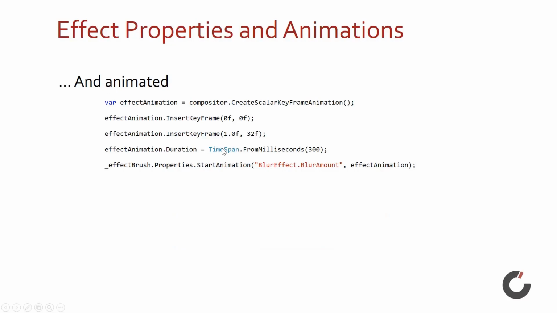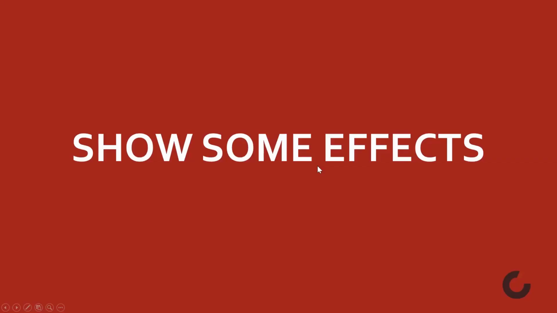which then lends itself well to animation. So we can create a scalar keyframe animation as an example, and we can animate from 0 to 32 over a time span of 300 milliseconds. And taking our brush properties, we can start an animation that will change the blur amount. We'll demonstrate that a little bit later as well. So why don't I dive in and show you some code.